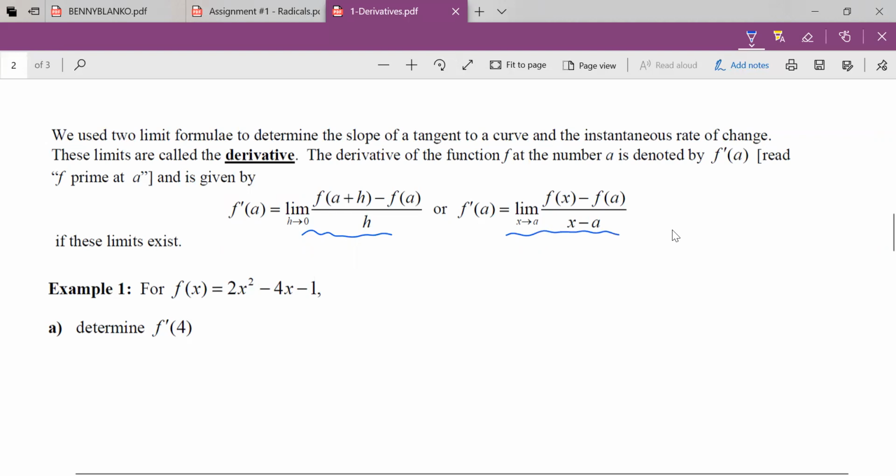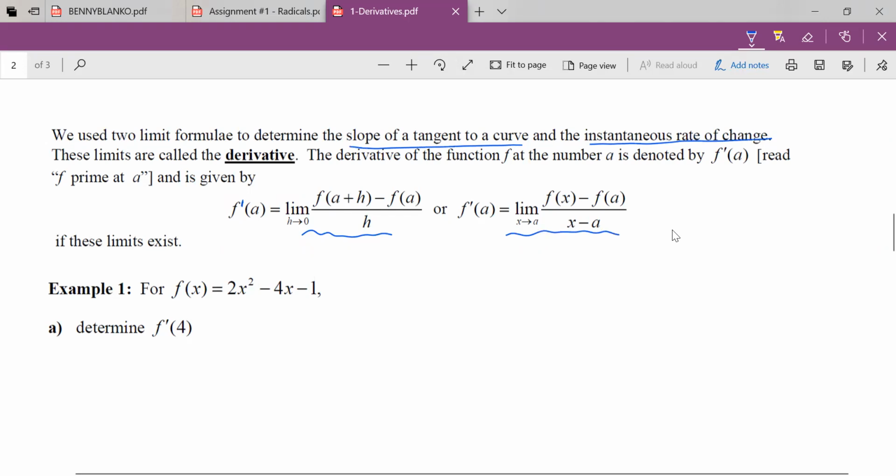And so we write it as this little f, and then that little tick there, we say prime. So we'd say f prime at a. So what the heck was a derivative, or is a derivative? What we're doing is we're finding the slope of a tangent to a curve. That's also the same thing as the instantaneous rate of change. So that's why we're doing these things.